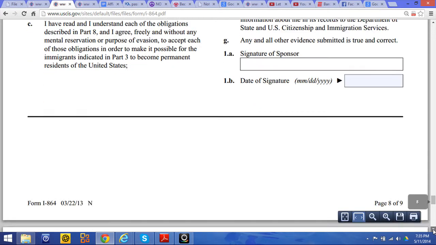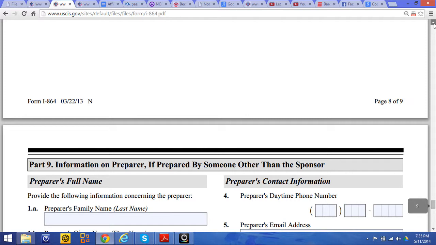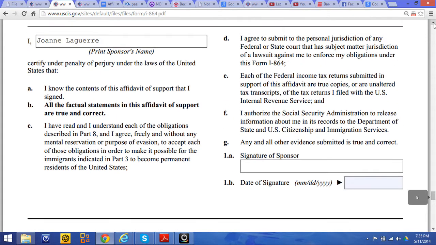With part 9, let it blank. Part 9 is only if you hire a preparer. If you're watching this video, you're going to do it by yourself, so you don't really need the preparer and you will let this blank. You're not going to spend your money. Part 9 is about information about the preparer. So that's really all for the affidavit of support.